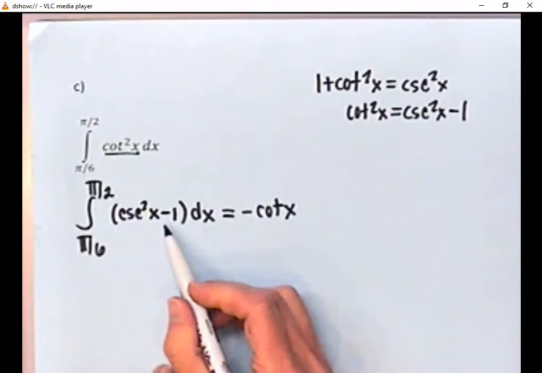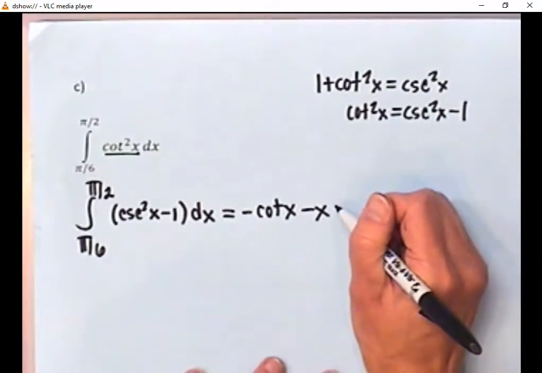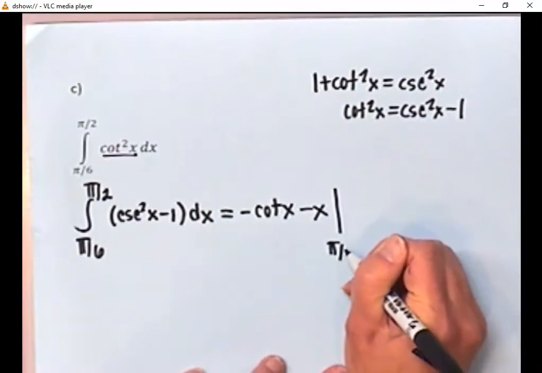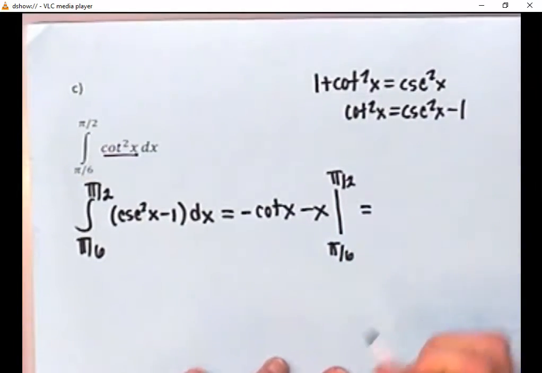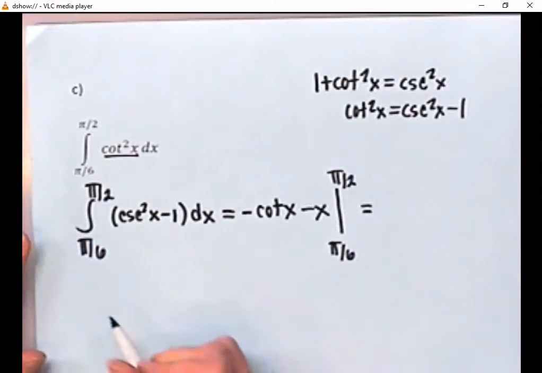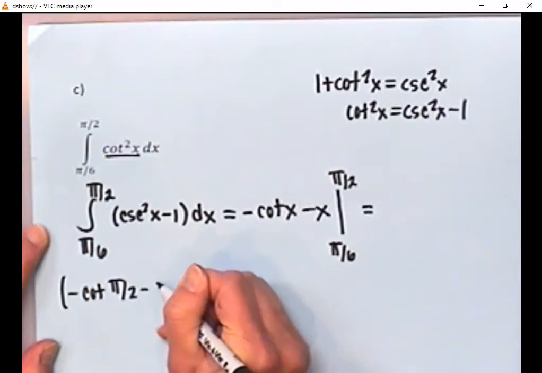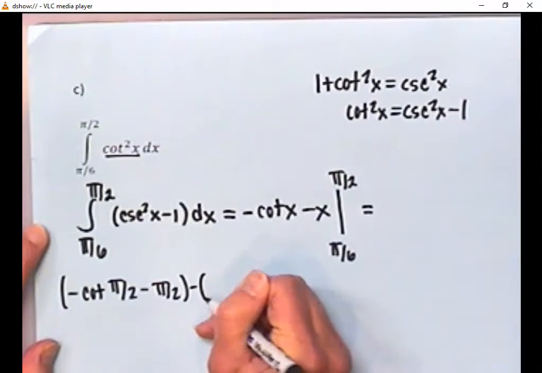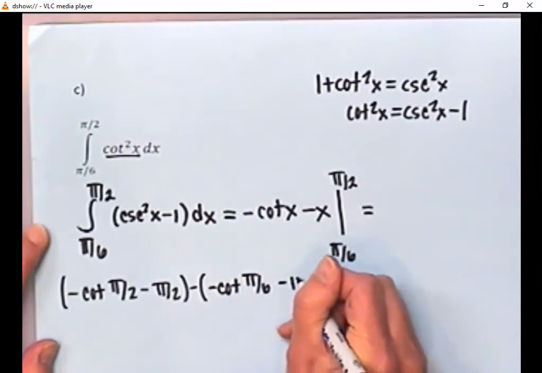What else do I need? What do I get from the minus 1? Minus x. And I'm not going to put on plus C this time. I'm going to put on the limits. From pi over 6 to pi over, it was 2, right? Yeah, pi over 2. Okay, so let's see if we know the cotangent of these values. Alright, so we're going to start with negative cotangent of pi over 2 minus pi over 2, and then minus negative cotangent pi over 6 minus pi over 6.